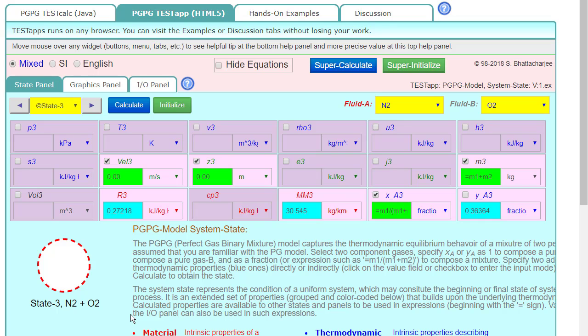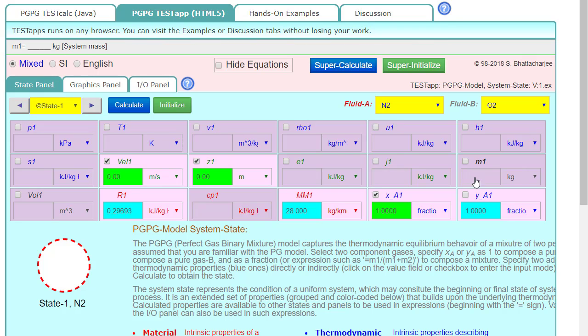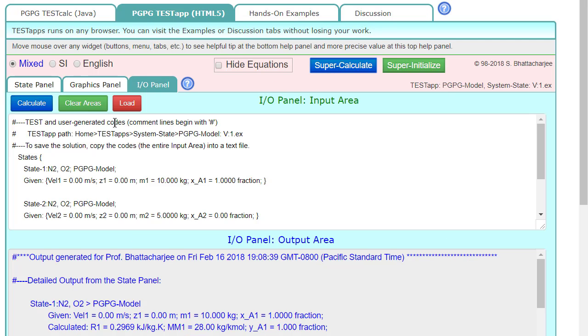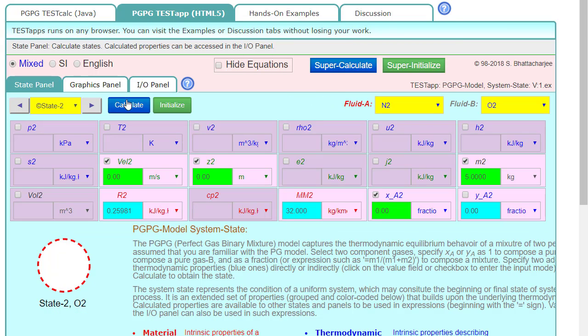The next part asked if we switched the two fluids, so 5 kilograms of O2 and 10 kilograms of N2. So we'll just switch that really quick to 10. Calculate. 5, calculate, and then we can hit super calculate to recalculate all the states. And in state 3, we now have a molar mass of about 29.22, which is also what we got with the NPG model.